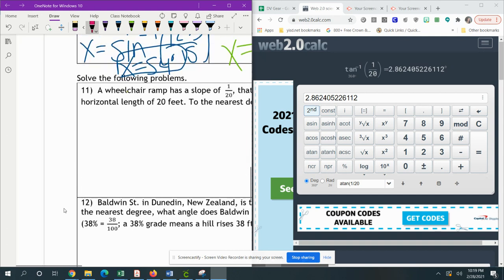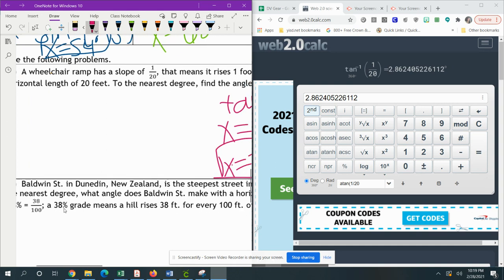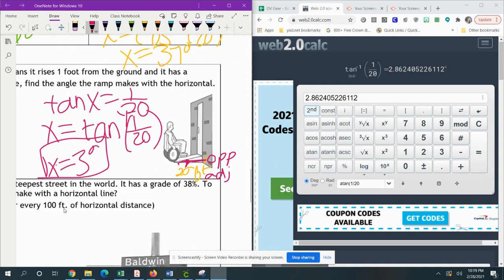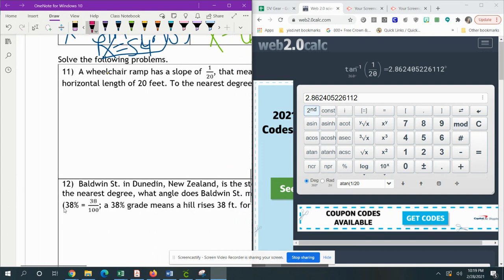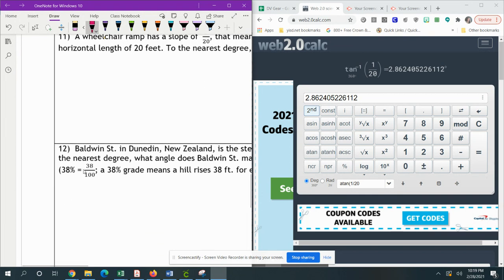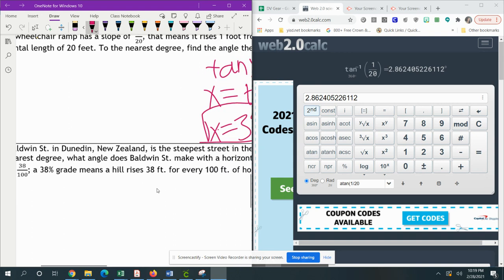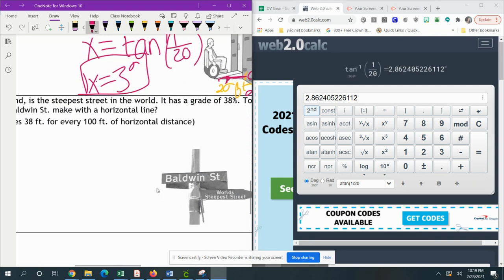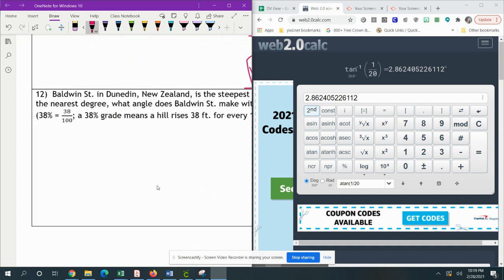Okay. And the last one here, it says Baldwin Street in Dunedin, New Zealand is the steepest street in the world. It has a grade of 38%. To the nearest degree, what angle does Baldwin Street make with the horizontal? So 38% is equal to 38 over 100. That means a 38% grade means a hill rises 38 feet for every 100 feet of horizontal distance. Pretty much you have this road and it happens to be very steep, so it goes pretty high up. So the height is 38 because it is a 38% grade over 100.